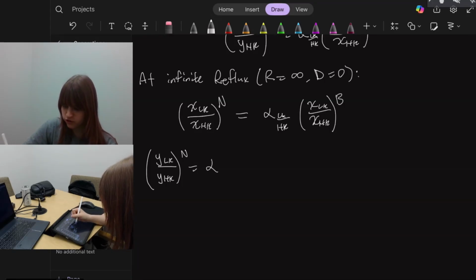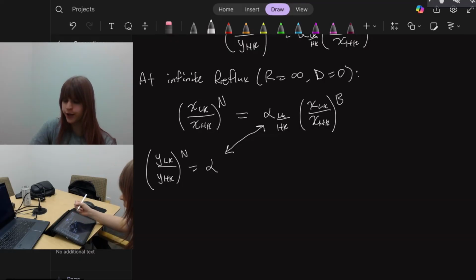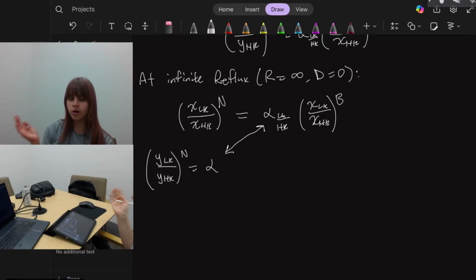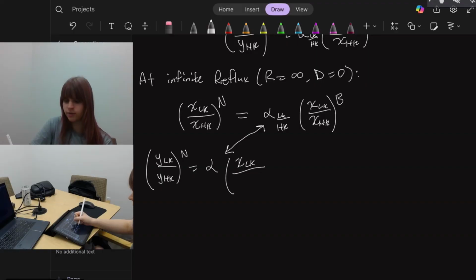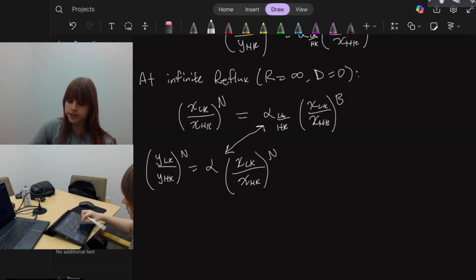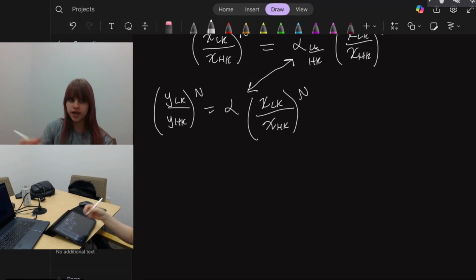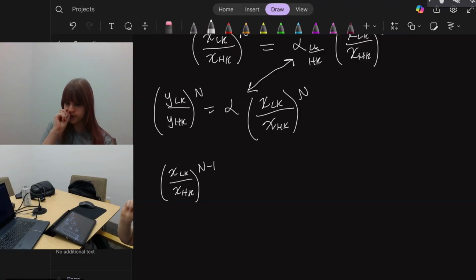and I'm also just going to write alpha from here on, and just know that that is the ratio of the light key to the heavy key times x, the liquid composition of the light key over the heavy key, and to the n. And if we want to do n minus 1, which would be the next stage, we would have that to the n minus 1. This alpha gets squared.